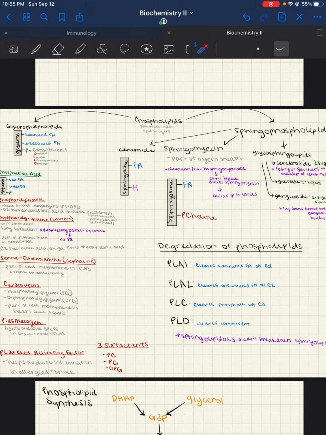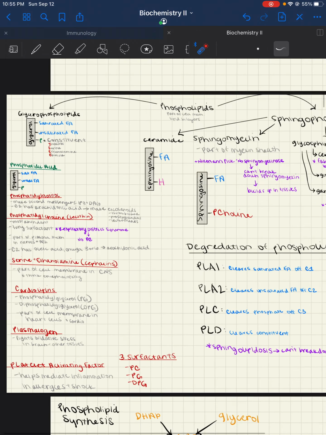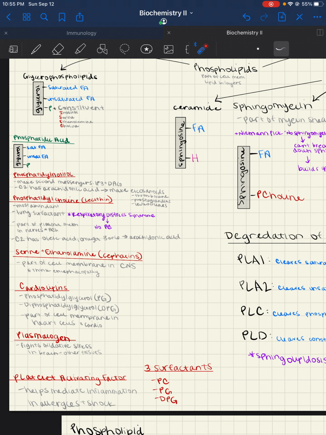So glycerophospholipids have glycerol backbones. Sphingophospholipids have sphingosine backbones. Let's come over here and focus on glycerophospholipids.